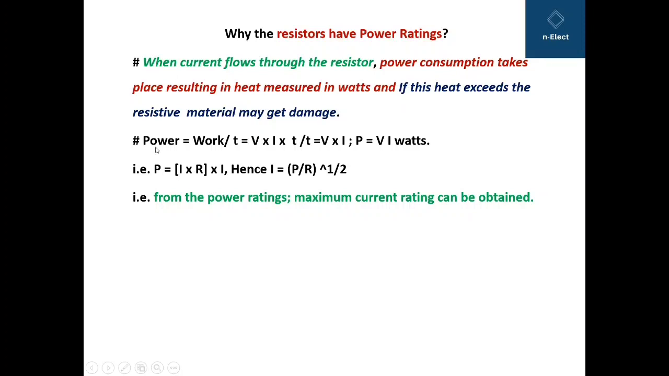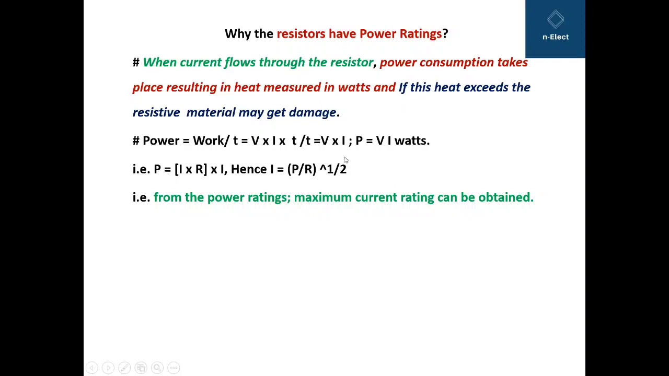As you know, the formula for power is power equal to work upon time. Work in terms of formula is written as V into I into T, that is voltage into current into time, whole divided by small t. Here T and this t will get cancelled out, and you will get V into I. Means power P can be written as P is equal to V into I watts. Watt is a unit of power.